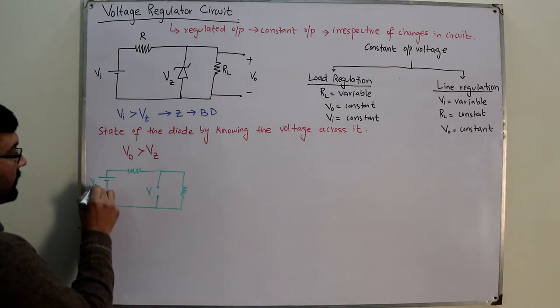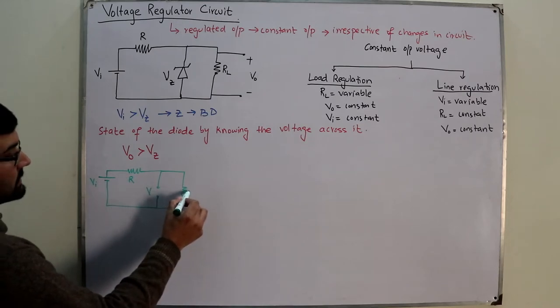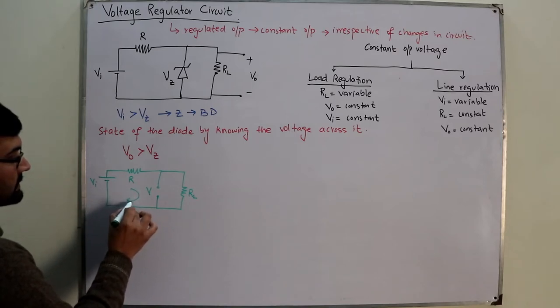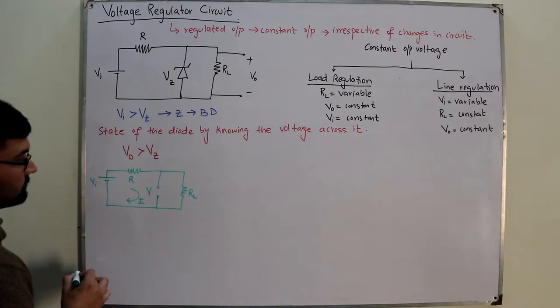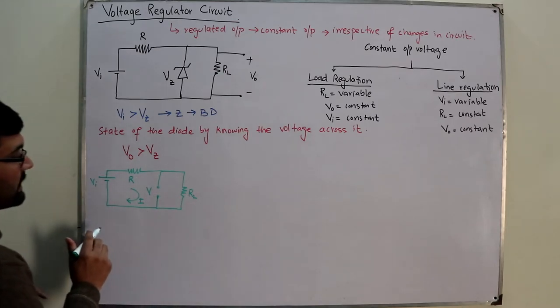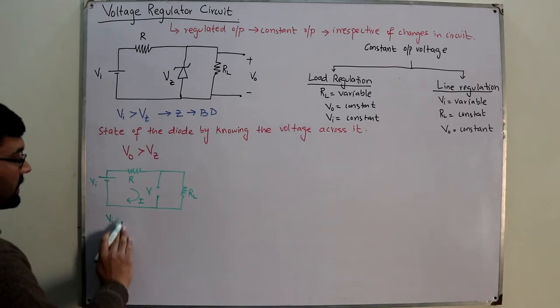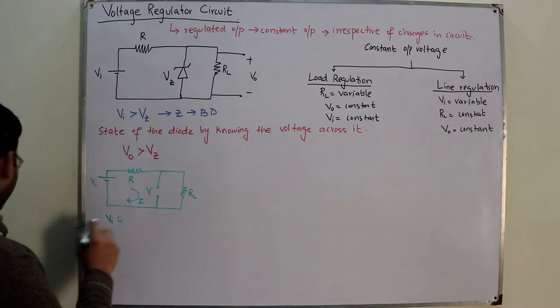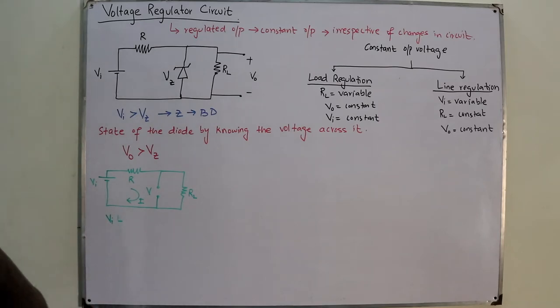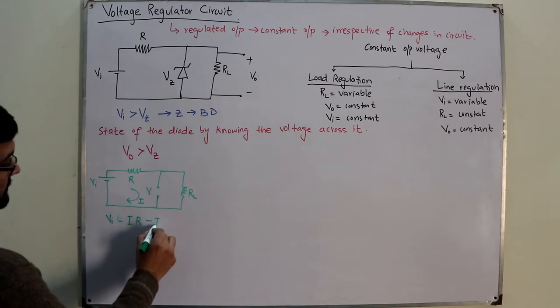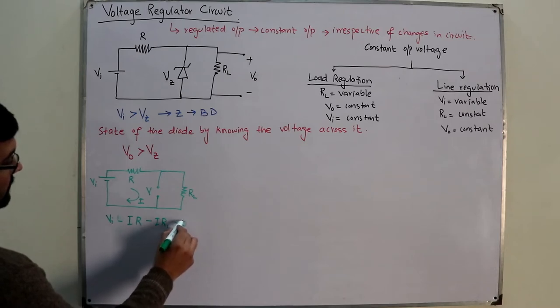So let's say this is a V input, this is an R, and this is the RL, and a current flows in the circuit, named I, for instance. If you apply the KVL to the loop, you have a negative to positive V input, minus I times R, and then minus I times RL. So this is equal to 0.